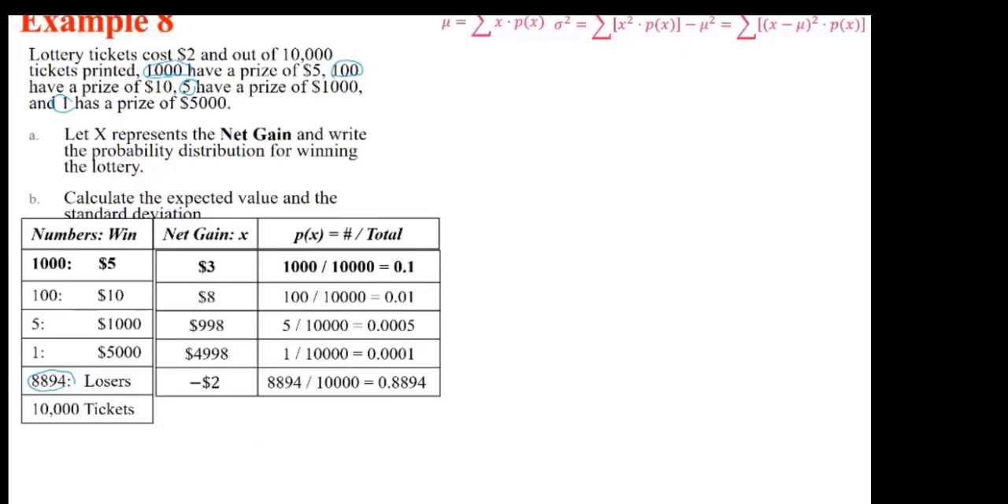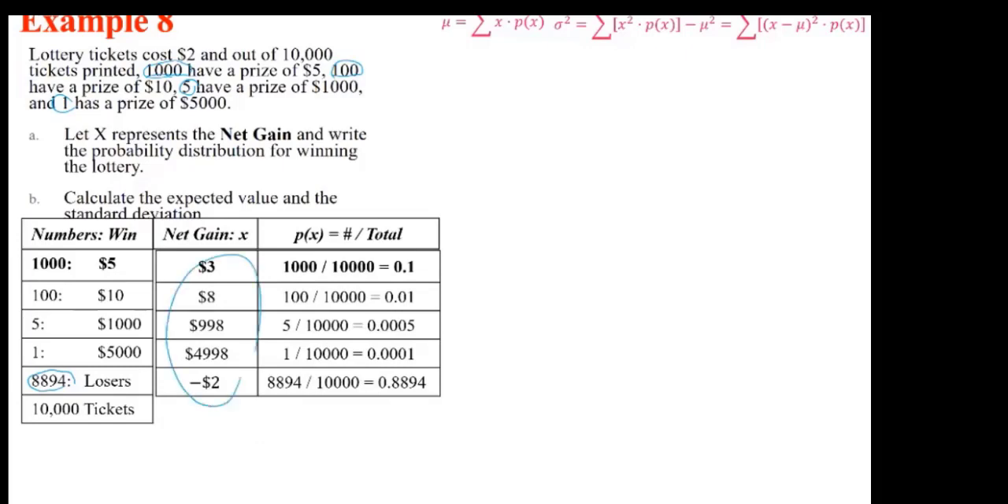You have to add 1,000, 100, 5, and 1, and that is the number that has to be subtracted from 10,000. That's 1106. With that being the case, what is the net gain? When you win $5, that means you won 5 minus 2. $10 means 10 minus 2, all the way to the last one, which means -2. So pay attention to this next column, especially this -2.